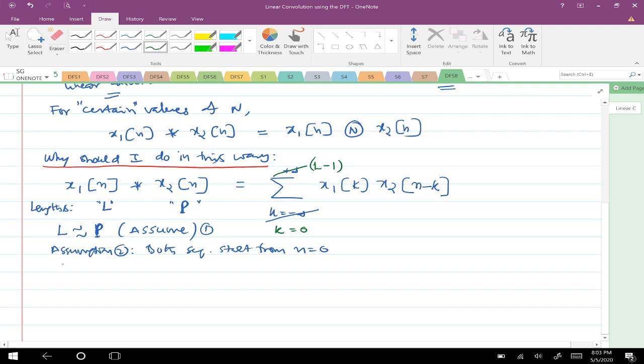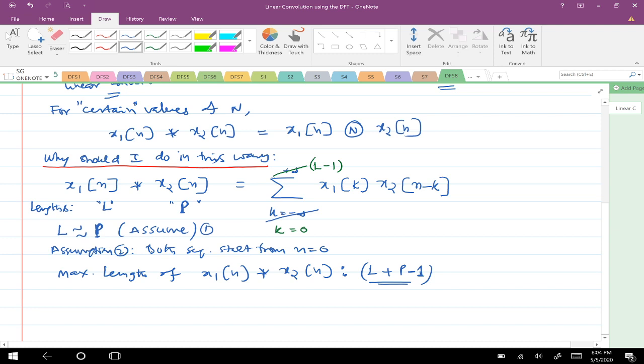What would be the length? This we have worked out earlier while talking about linear convolution. The maximum length of x1 of n linearly convolved with x2 of n, if the lengths are L and P, would be L plus P minus 1. If you don't remember that, I'll anyway come back to that after some time. For the time being, if one is of length L and the other is of length P, the maximum non-zero length that could be there is L plus P minus 1.